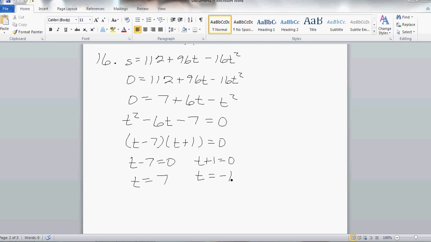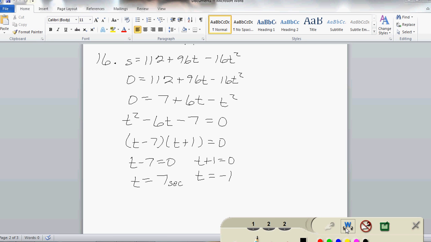Now obviously negative 1 seconds does not make sense. That would mean 1 second ago. And so the final answer would be 7 seconds.